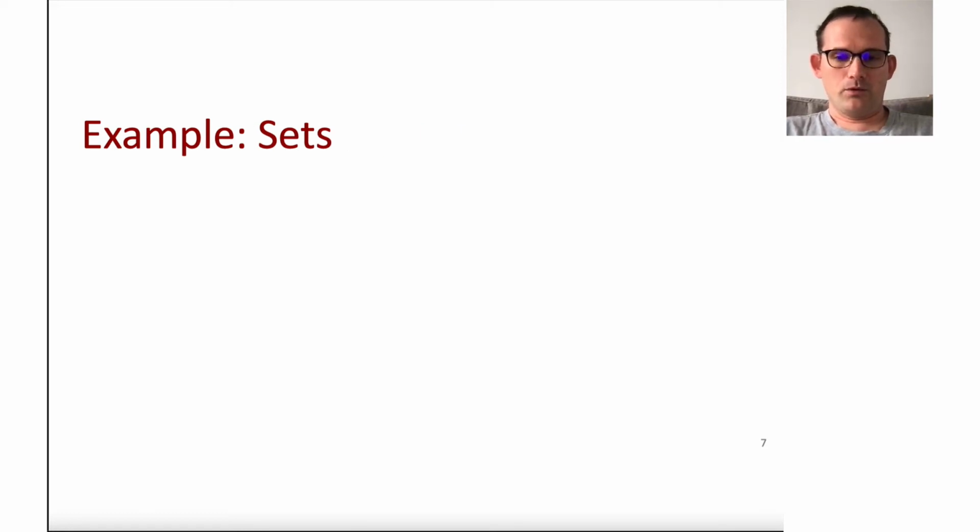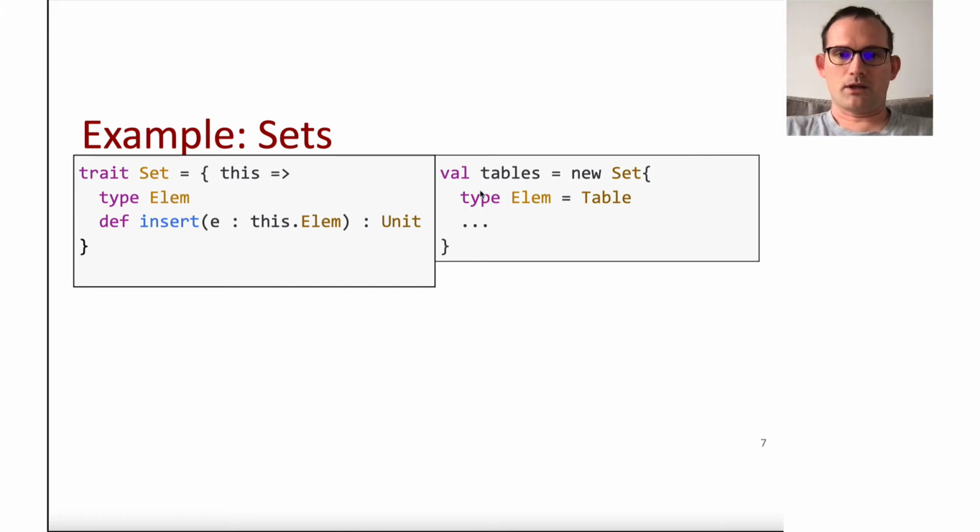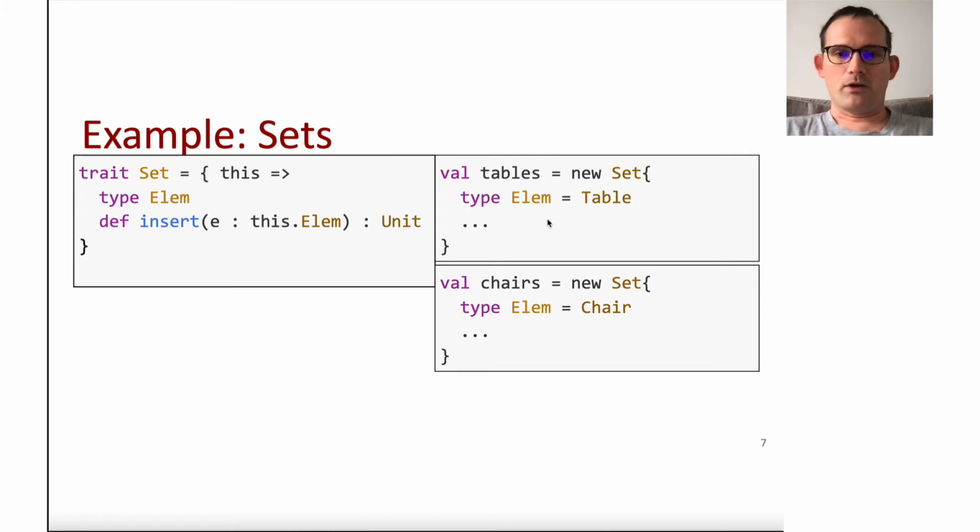There is good use for this more flexible version of polymorphism with type members. You can declare a trait in Scala that has a description for the set of items, and you can identify the fact that these items will be of type Element. You can have an insert method that will work with this.lm, which refers to the type of elements of the current instance. You can then create an object like tables, which will have table as the type of lm. You can create an object called chairs, which will have chair as the type of lm.